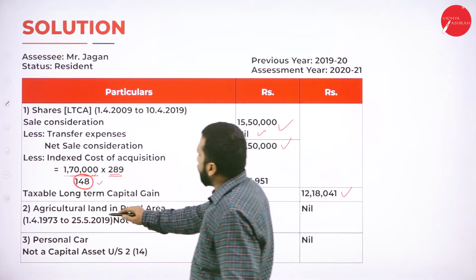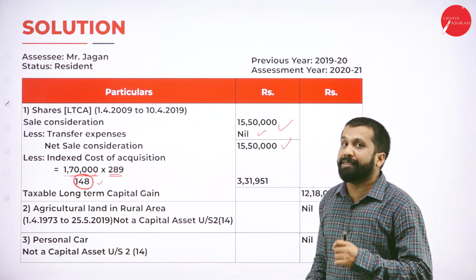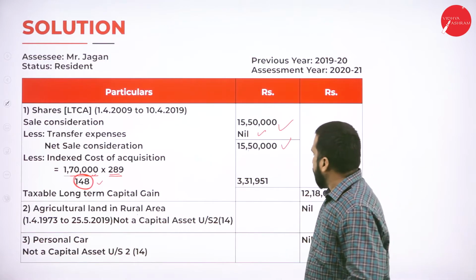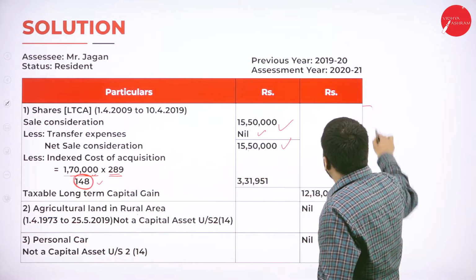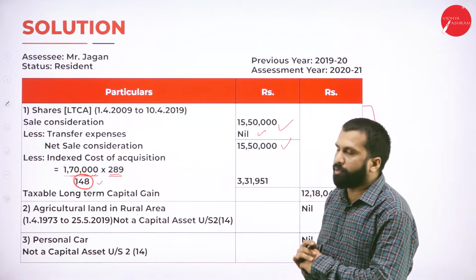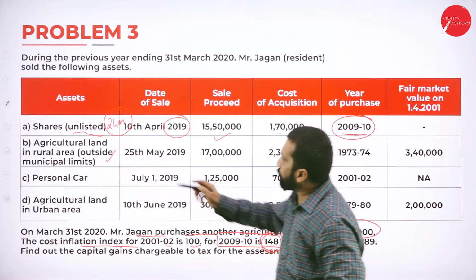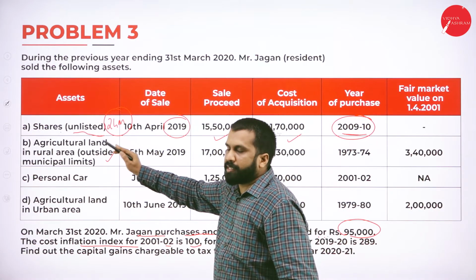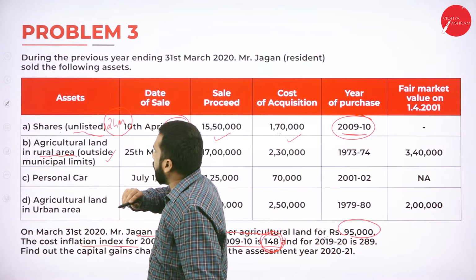Next, agricultural land in rural areas. There is one more piece of information for that. 12,18,000 is done. Up to this, any doubt? Up to this, there is no doubt. Now I'll come back to the question. First one, have you completed? Yes. Now, agricultural land in rural area.